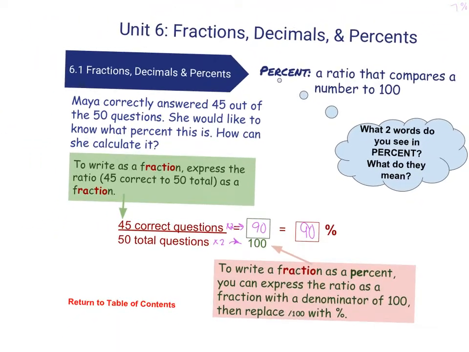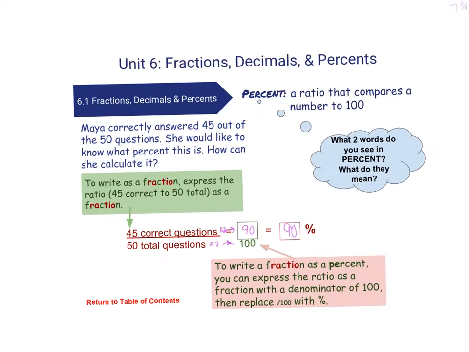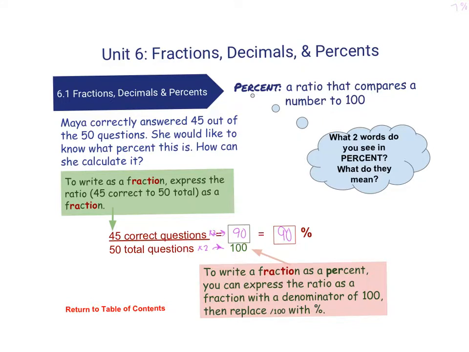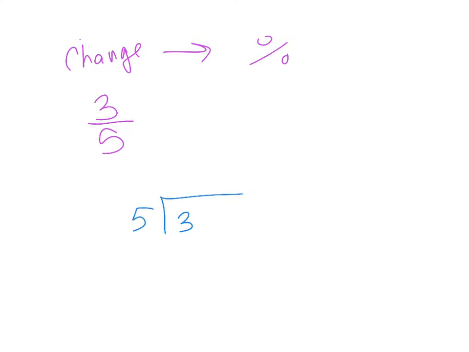But sometimes the denominator is not easy to change into 100. And so you have to go back and understand. So if I said to you, okay, I want you to change or convert 3/5 into a percent, you first have to change it to a decimal. And how do I change fractions to decimals? You divide. Top divided by bottom, top in the house. So first I change it to a decimal.